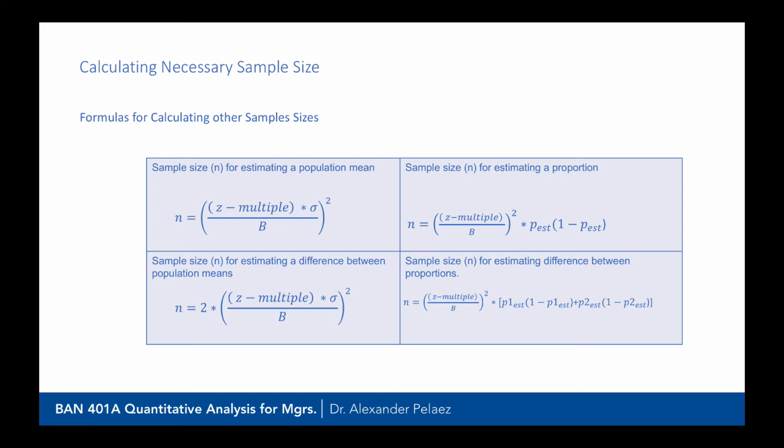Now this slide basically just takes the previous formulas for the confidence intervals and simply does the algebra to actually show you the formula to calculate the sample size for estimating a population mean, estimating a proportion, the sample size for estimating difference between population means, and the sample size for estimating differences between proportions.